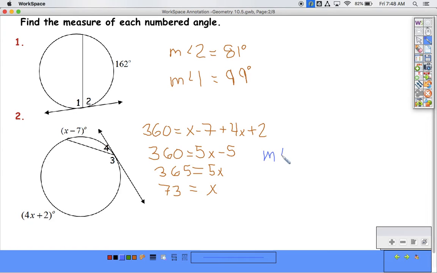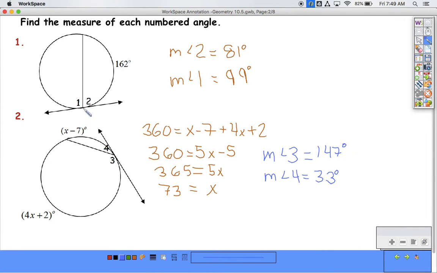So measure of angle 3. Well, if we plug in 73, well, actually, let's do measure of angle 4 first. That's going to be easier. Not that you can't do 3 first, but it's a lot easier to plug in 73 here. 73 minus 7 is going to get us 66. Now we need to take half of 66. So 33 degrees. And then angle 3, again, we can do that linear pair. So take 180 minus 33, and we would get 147.